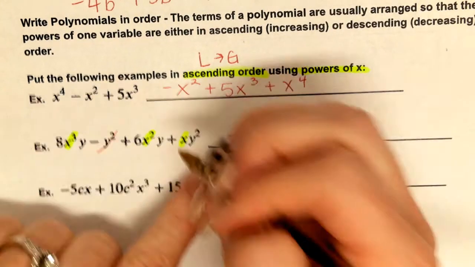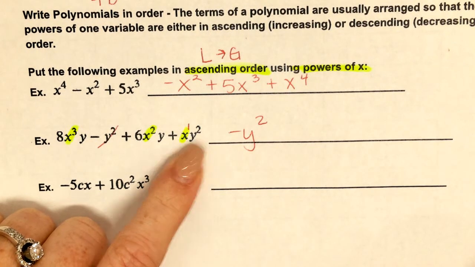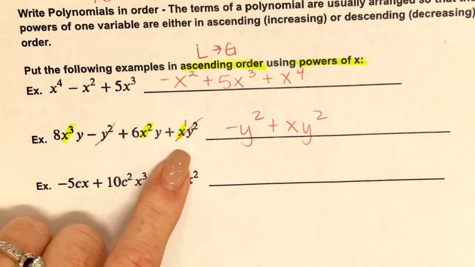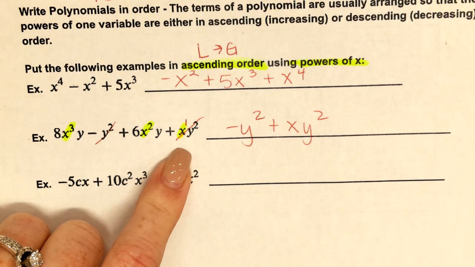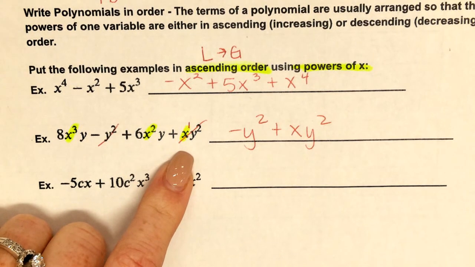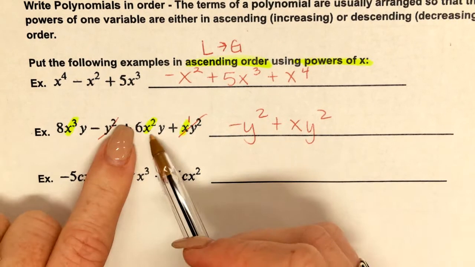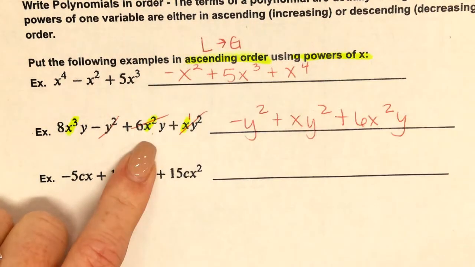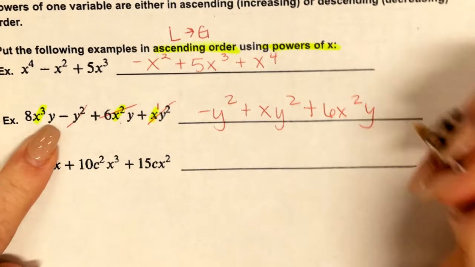3, 2, or 1? This one. So plus xy squared. That one's done. What are we only looking at, guys? Because some of you are looking confused. We're only looking at the x's exponent. Okay, which one's the next smallest? This one. And then this one. I'll go over it again.